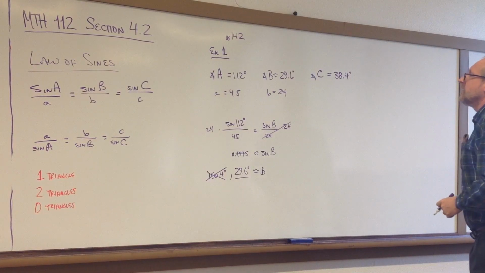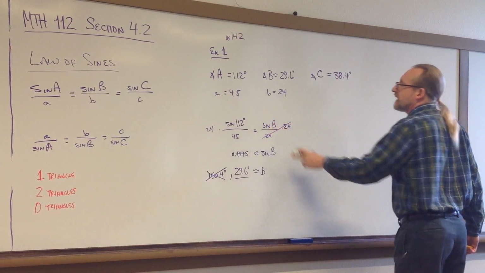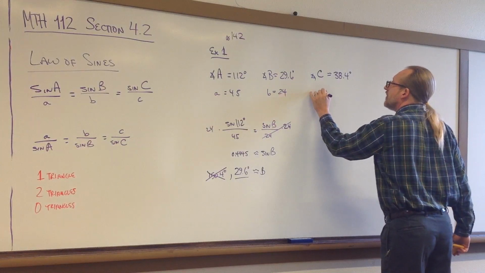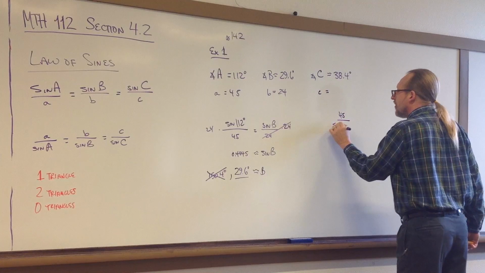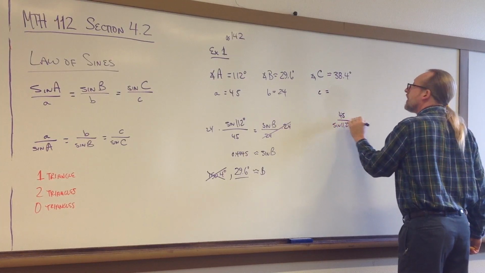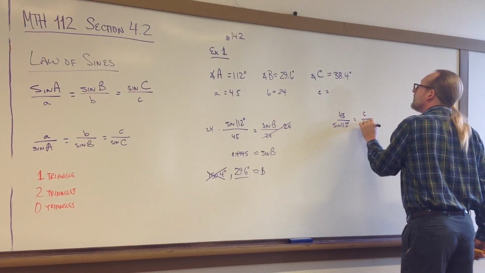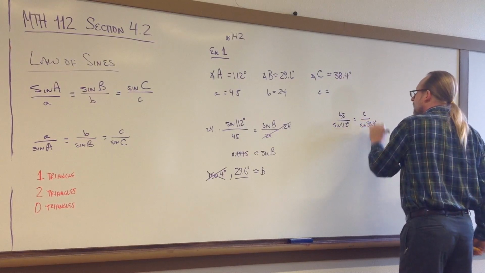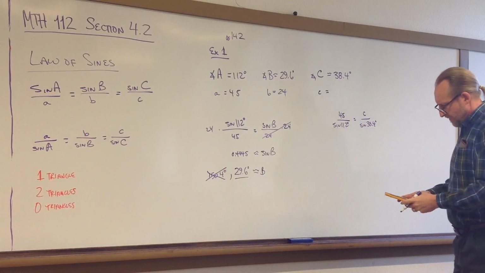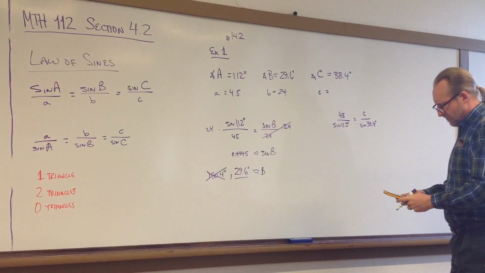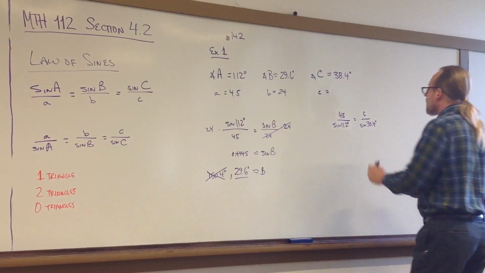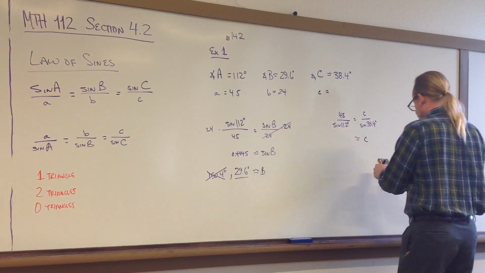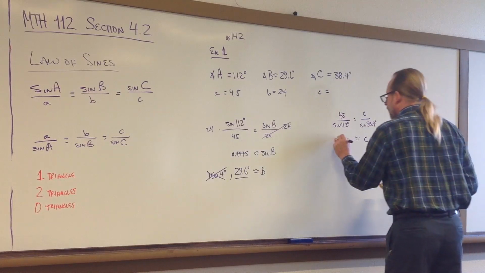And then we can use this same ratio to find side C. Okay, so we'll say 45 over the sine of 112 equals side C over the sine of 38.4 degrees. So 45 divided by the sine of 112 multiplied by the sine of 38.4 degrees says that side C should be approximately 30.15.